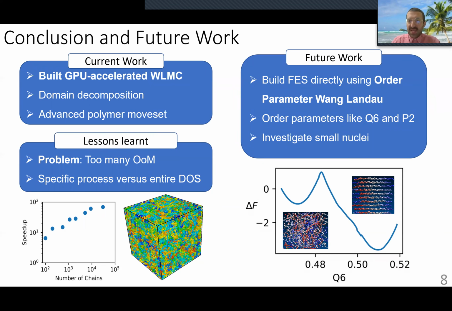And we have some sneak peeks here that we hope to get out in some papers pretty soon, where we have built the free energy surface directly using order parameter Wang-Landau, which is a method we've adapted and developed. As you can see here in the diagram below, you see a free energy diagram versus an order parameter called Q6, which characterizes crystallization in simulation. And we plan to use this to characterize our transitions and investigate small nuclei in the future.